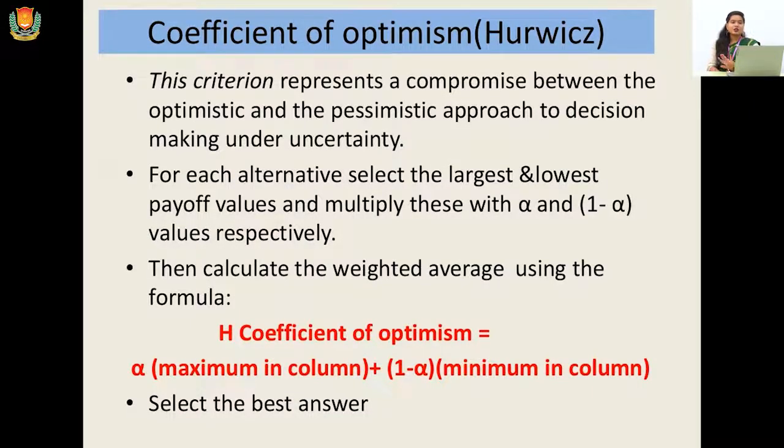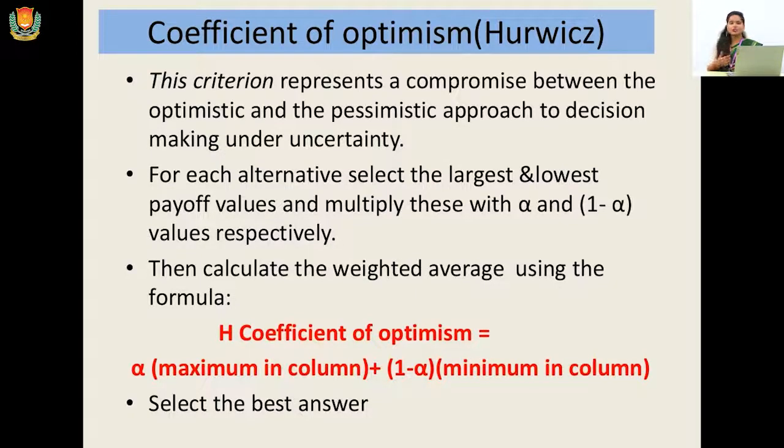Okay, then there's another concept known as the Hurwicz concept, which depends upon the coefficient of optimism. It is a compromise between the optimistic and the pessimistic approach of decision making under uncertainty. For each alternative, you need to find the largest and the smallest payoff value and multiply it by alpha. The alpha over here depends upon the optimism value.